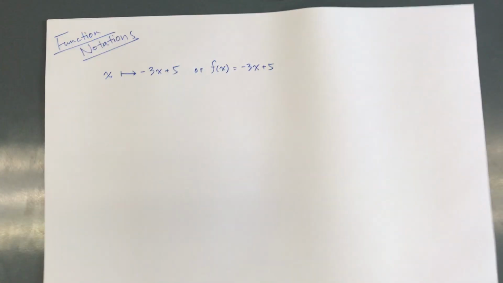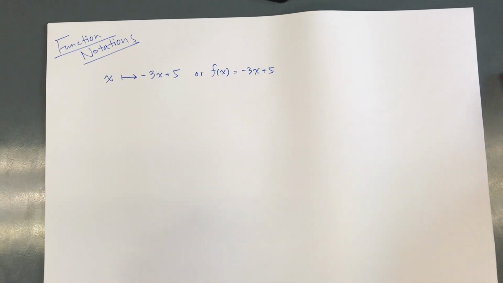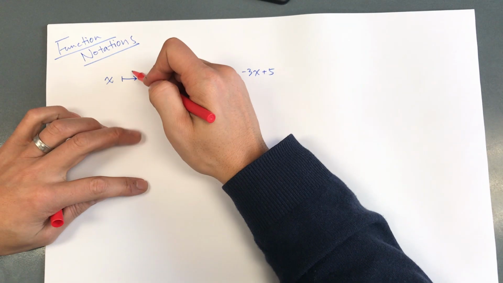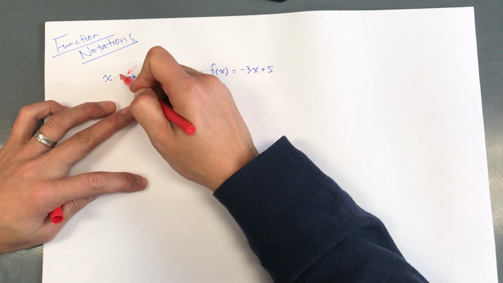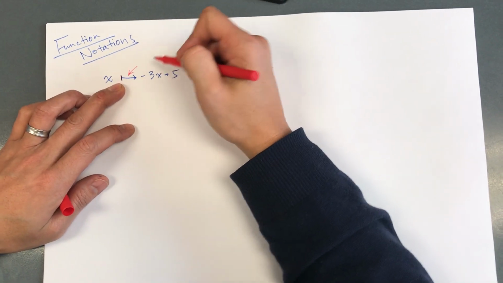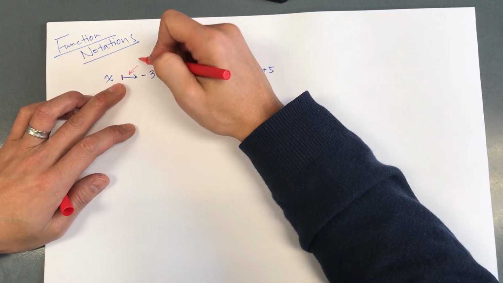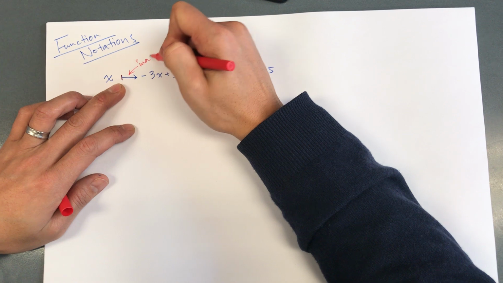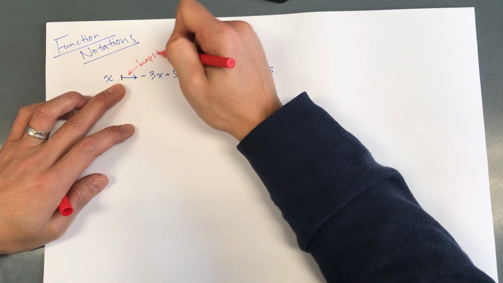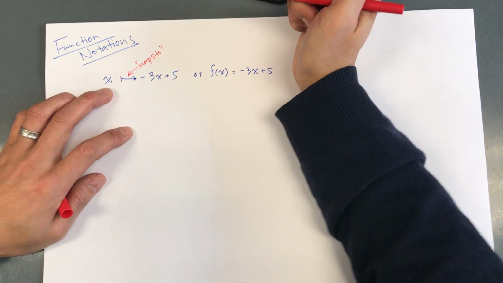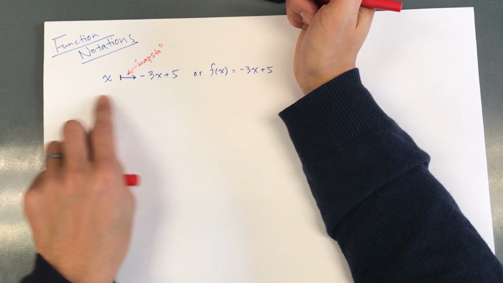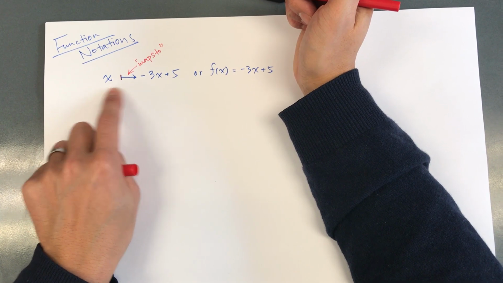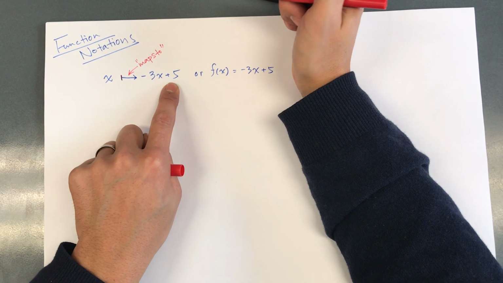Function notations. So we have two function notations that we need to learn. This one, with the arrow with the segment at the tail of the arrow, we read as "maps to". So we read this as x maps to negative 3x plus 5. Whatever number you have, you're going to multiply by negative 3 and add 5.